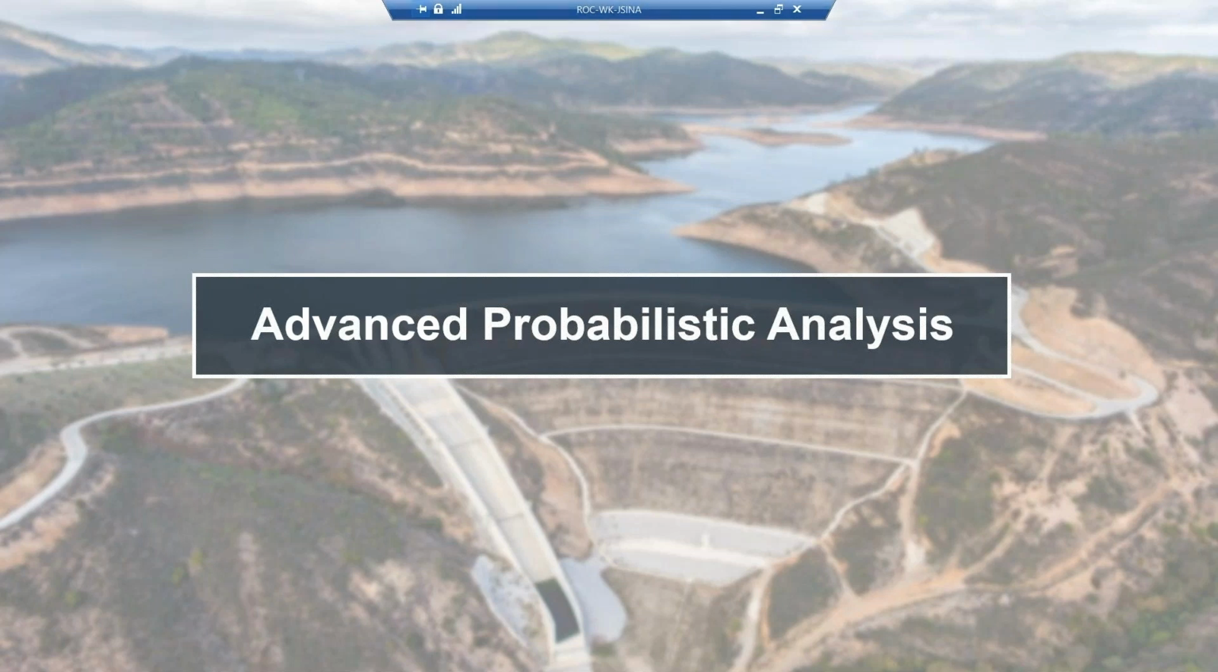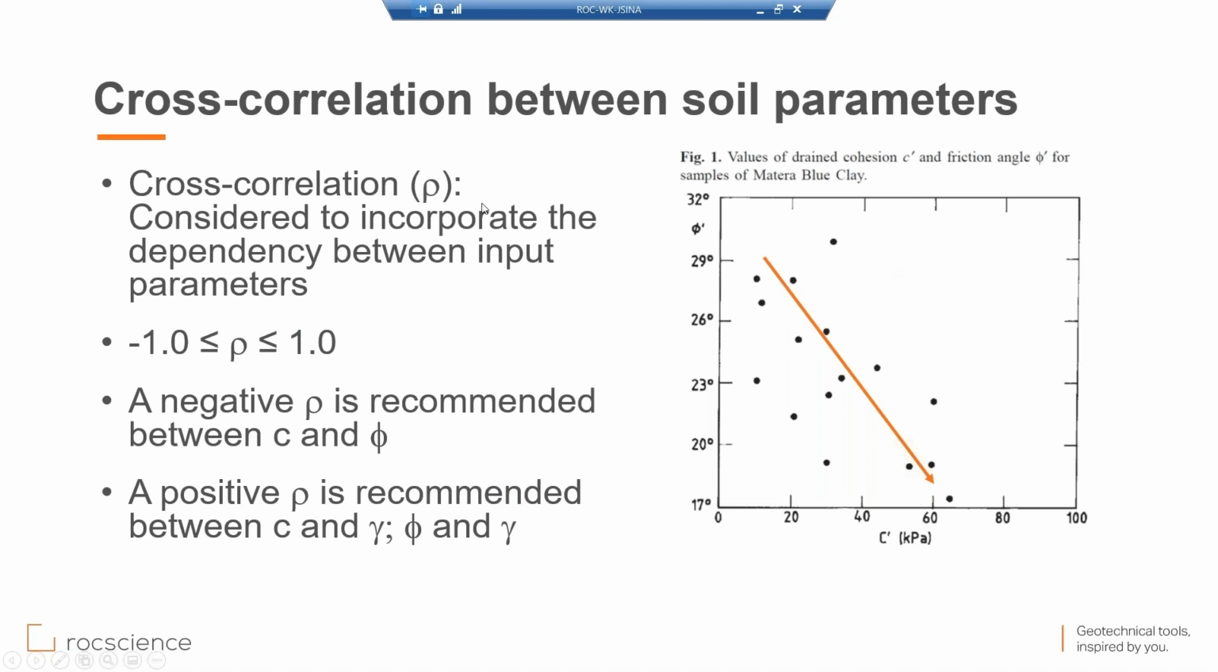So advanced probabilistic analysis. So far, what Bridget showed was that our solved parameters are independent, which means that there is no correlation between them. However, as you can see in this figure, this is from a triaxial test. Cohesion and friction angle can be negatively correlated. This is called cross correlation. It's a number between -1 and 1.